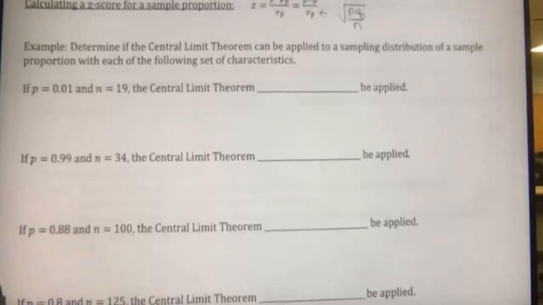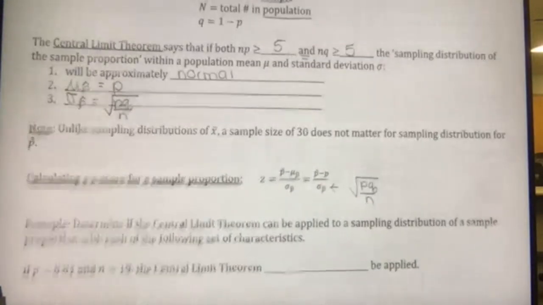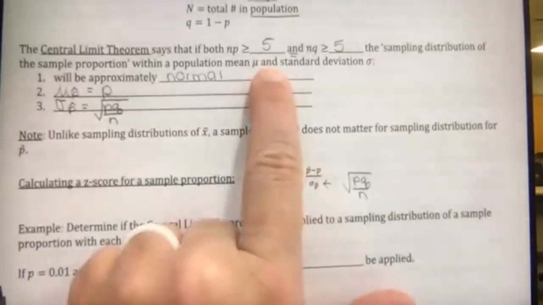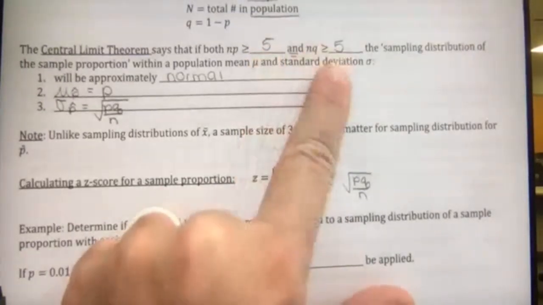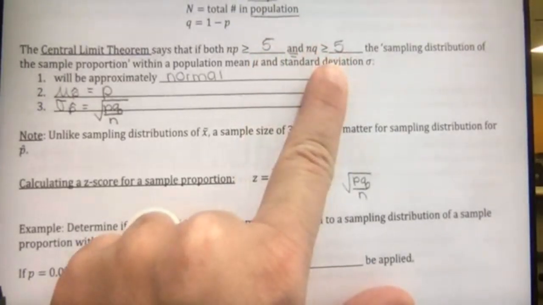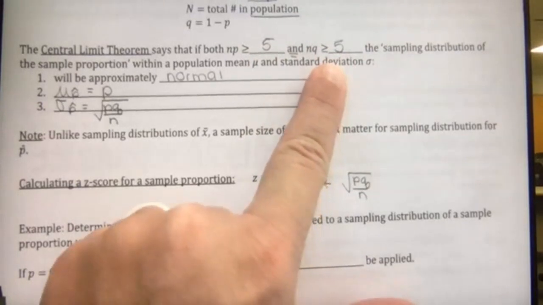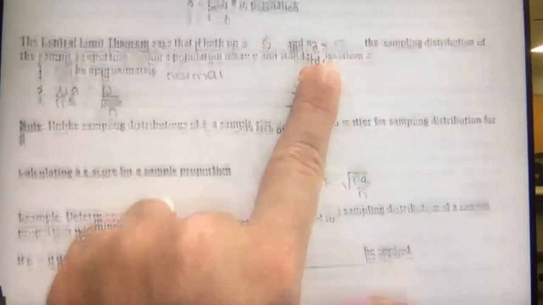Remember we said, can it be applied or can it not be applied? And we looked at n is greater than or equal to 30 if it's normal. So same thing here, determine if the central limit theorem can be applied to the sampling distribution of the sample proportion with each of the following sets of characteristics. Our conditions are that n times p is greater than or equal to 5 and n times q is greater than or equal to 5. Before, we looked at n is greater than or equal to 30 for our means. Same thing, we just have slightly different formulas because we're talking about proportions.